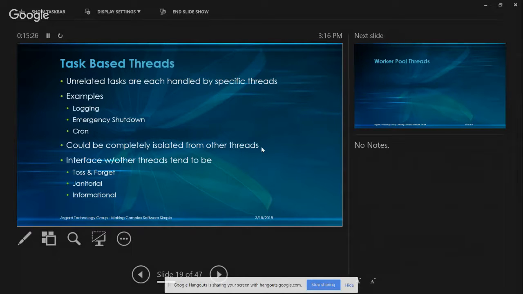Janitorial, not going to really go into it. Informational, the thread is collecting performance statistics from all the other threads and then logging it somewhere.